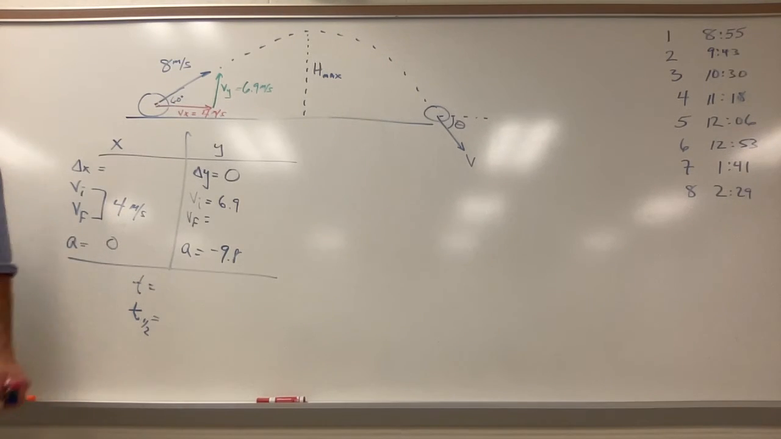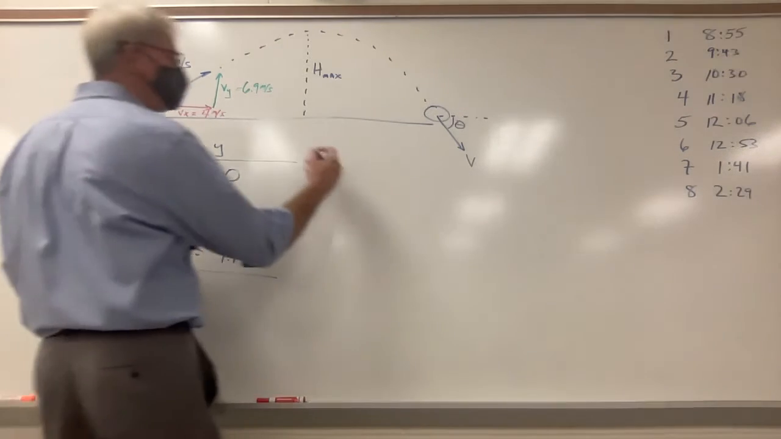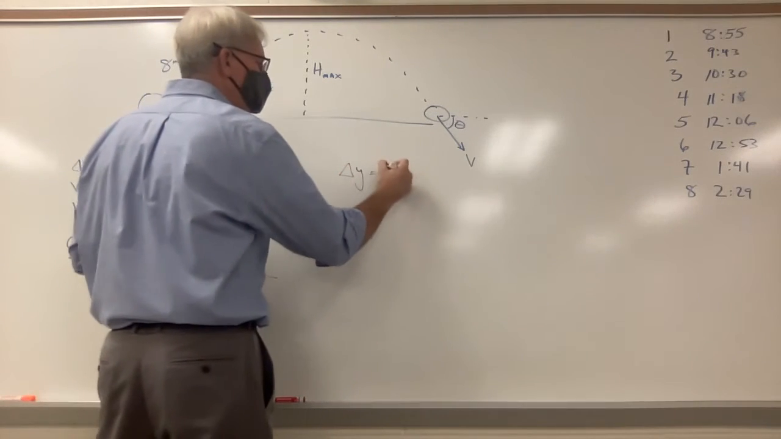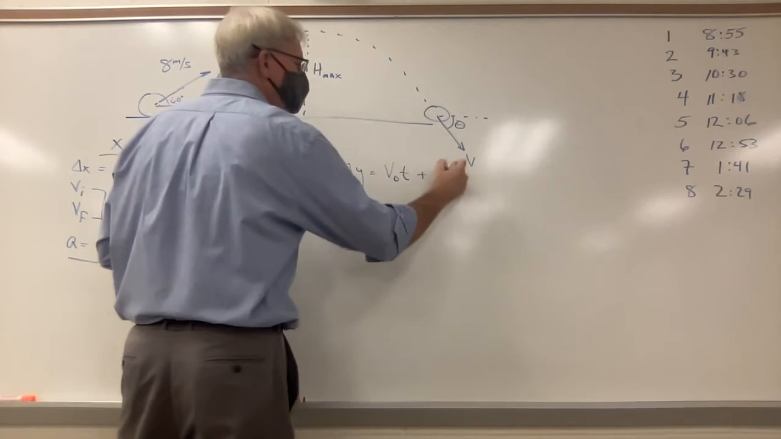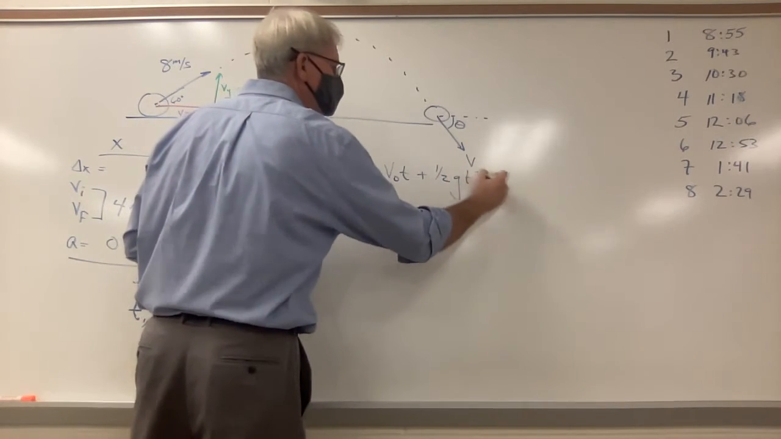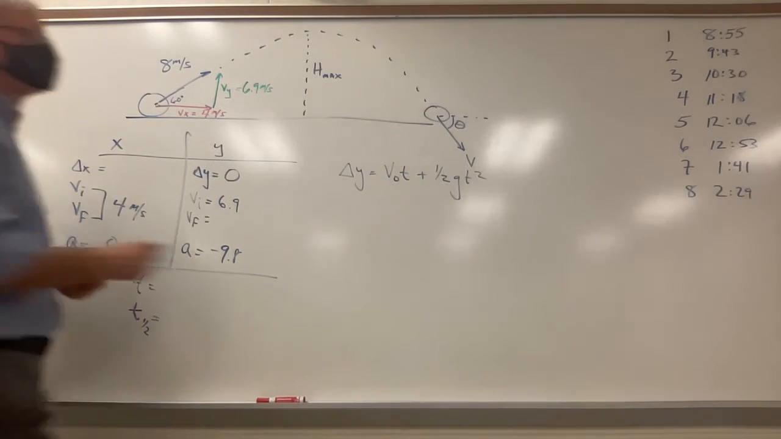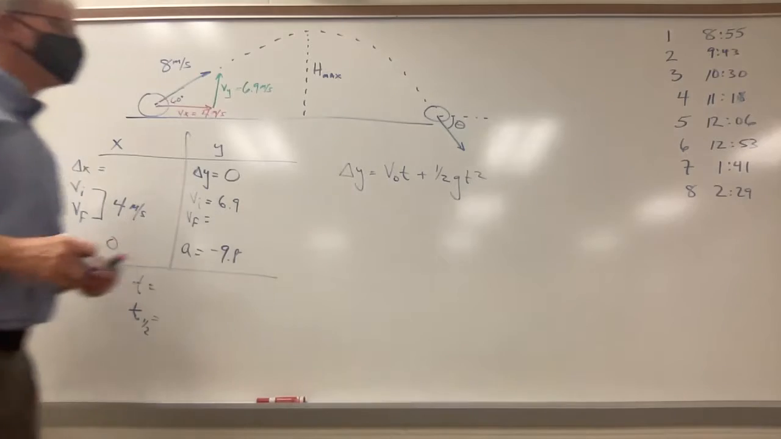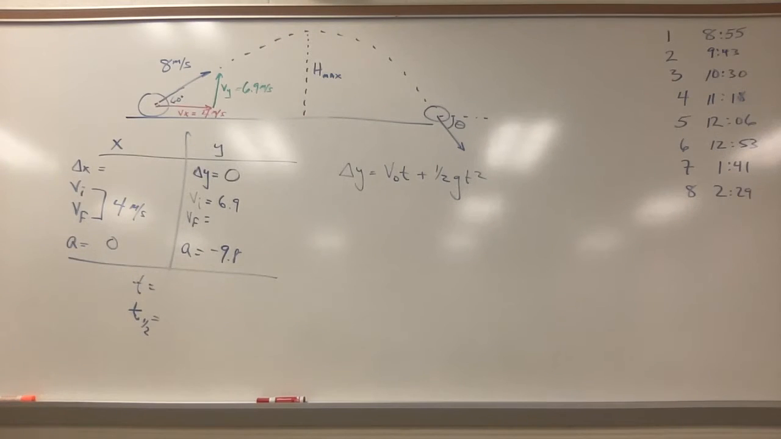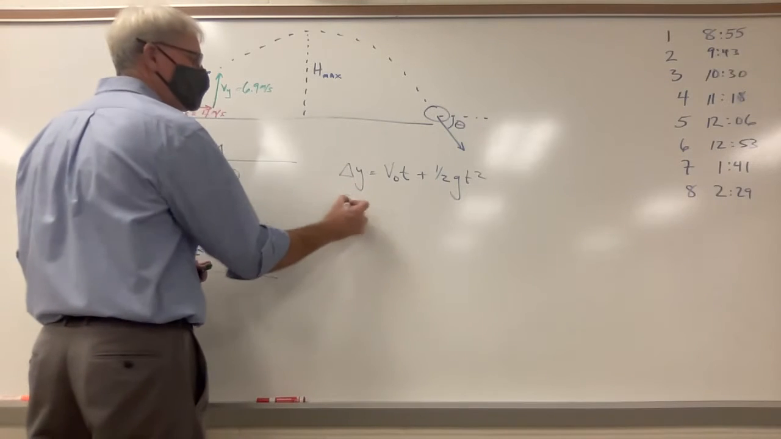Well, you can use change in y equals initial velocity times time plus half of a t squared. Okay, so change in y equals v0 t plus 1/2 g t squared. And we have this weird v hanging out there messing me up. You just plug in the numbers and pray. Okay, so change in y is 0.